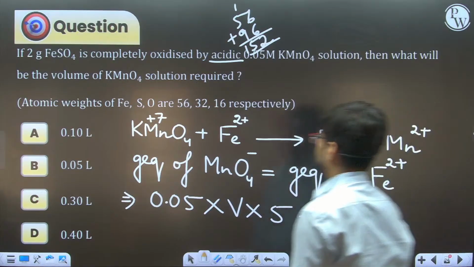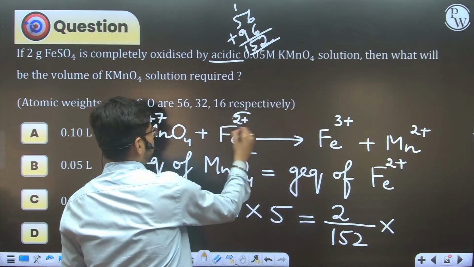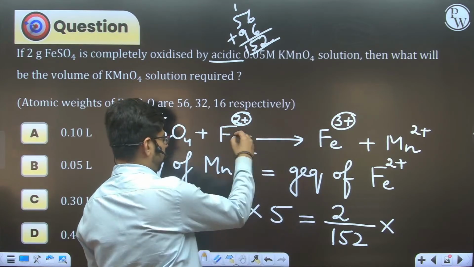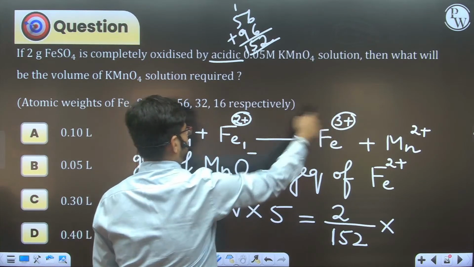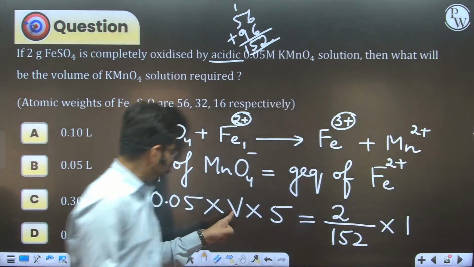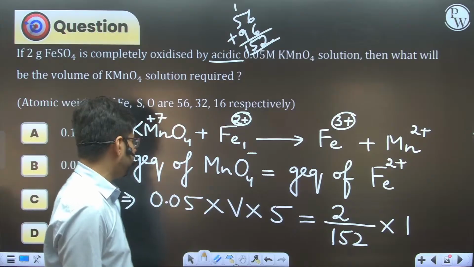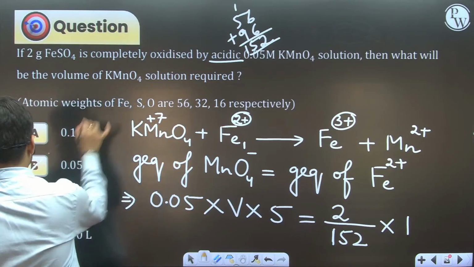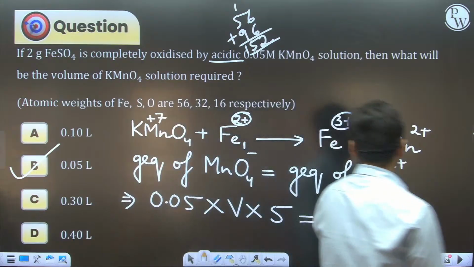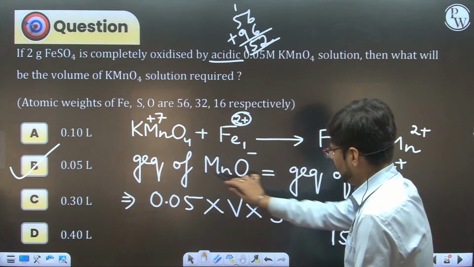NF. What is NF? Oxidation states need to be checked. 3 and 2. So subtraction, 3 minus 2, 1. And here also it's 1. So 3 minus 2 into 1. So this is the only unknown parameter. On solving this, I'll get the value of V. So this is the value of V. Right? So the law of equivalence has been used here.